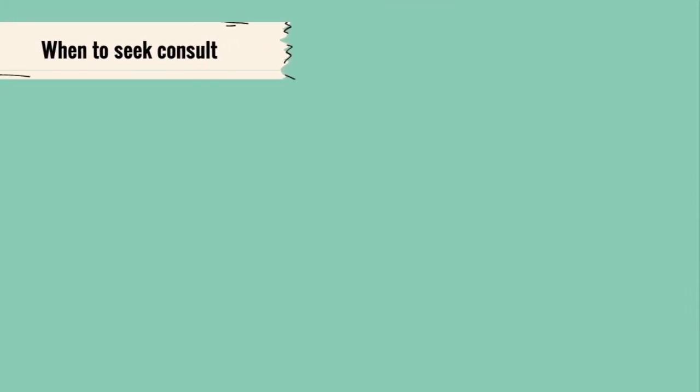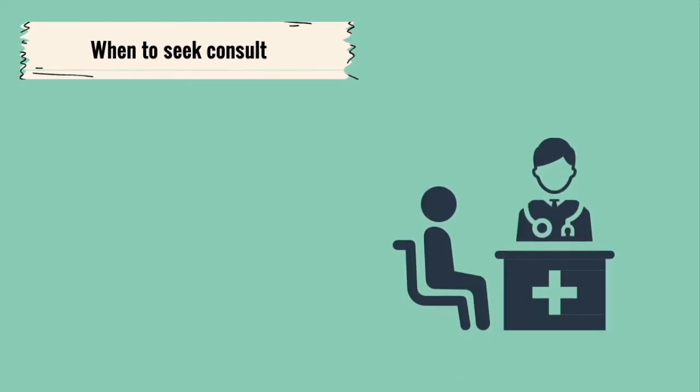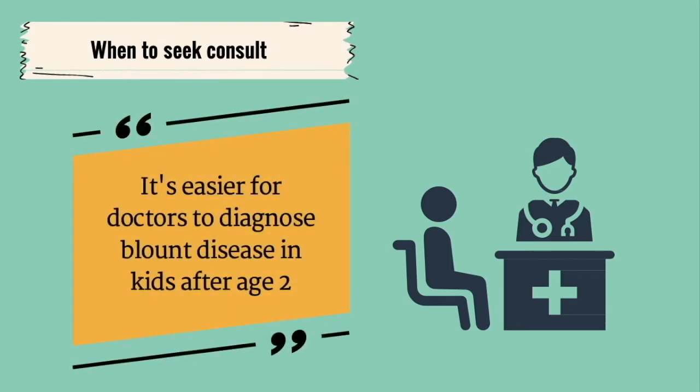So when are you supposed to seek consult? Mild bone changes can be hard to spot in kids younger than 2 because their bow legs might be normal and straighten out on their own. It is easier for doctors to diagnose Blount's disease in kids after age 2.